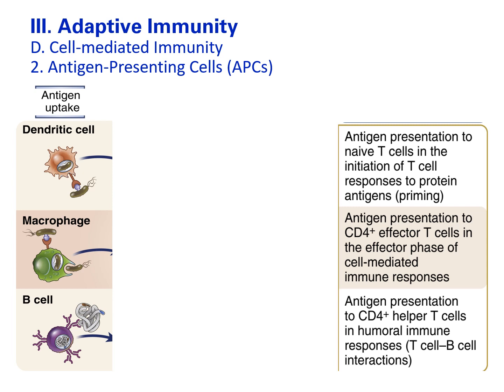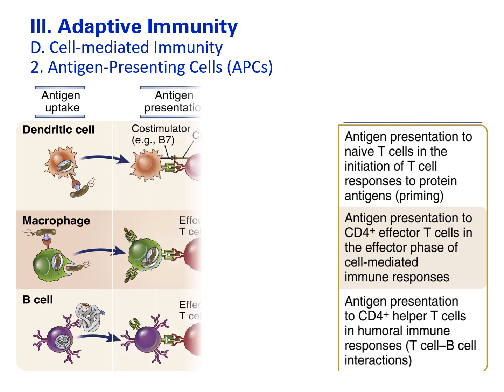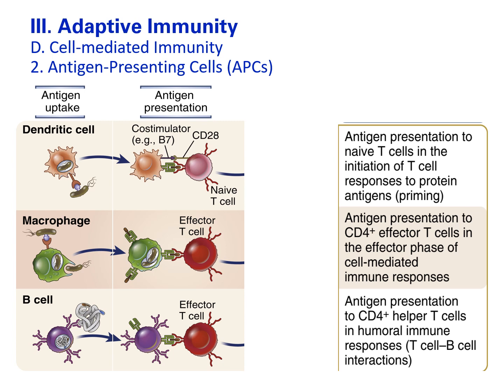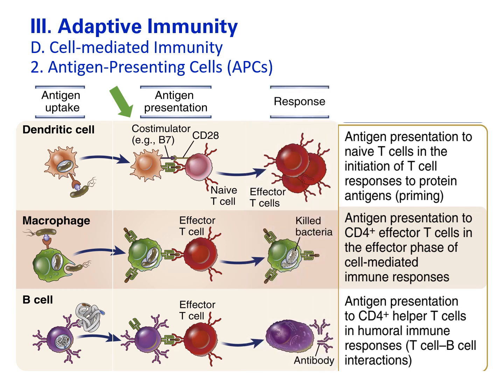Now, after antigen uptake by the APCs and then antigen presentation, take note of this arrow. It points to this co-stimulator, which we will be presenting later. After all this, the response will be effector T cells killing bacteria, and then the production and secretion of antibodies by your B cells.